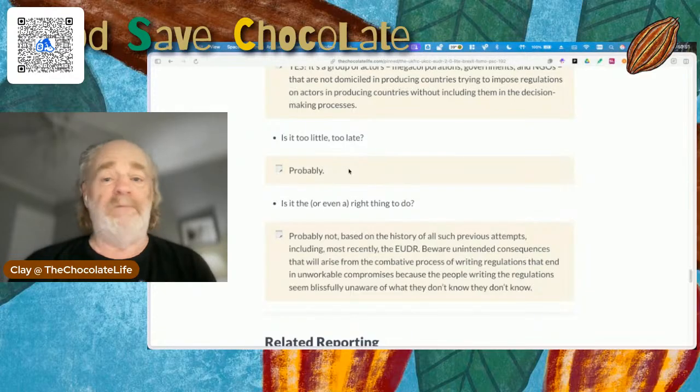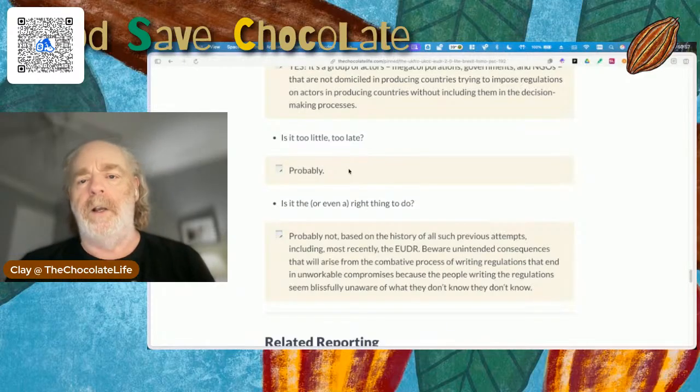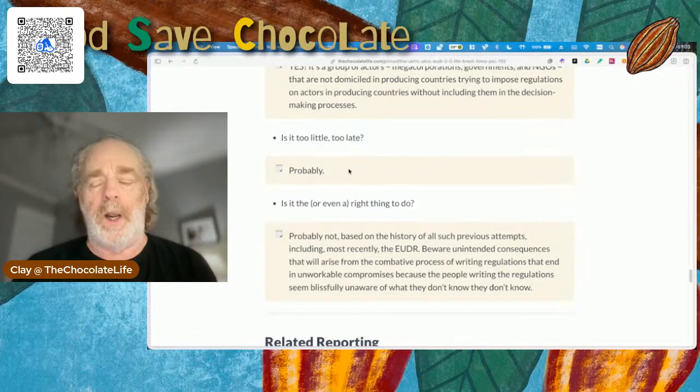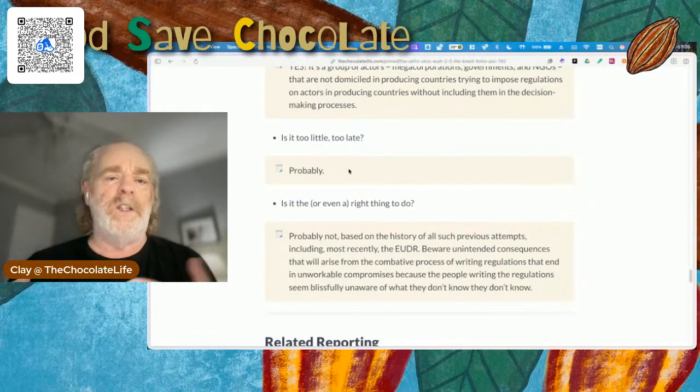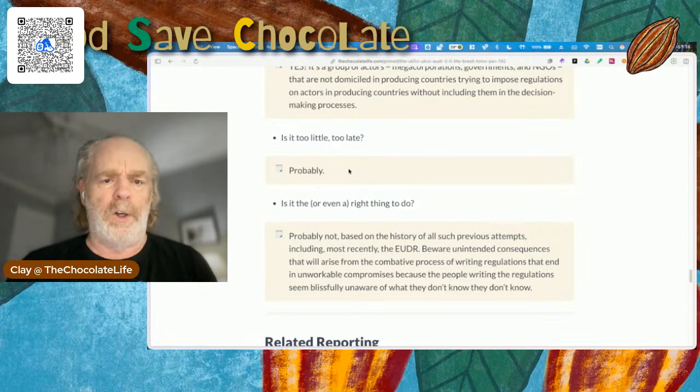So is it too little? Is it too late? Like the EUDR, the EUDR is not just too little, it's just wrong from the beginning. The intent and the motivations are interesting, but the way it was conceived and the way it was implemented was the wrong thing, and probably also too late.